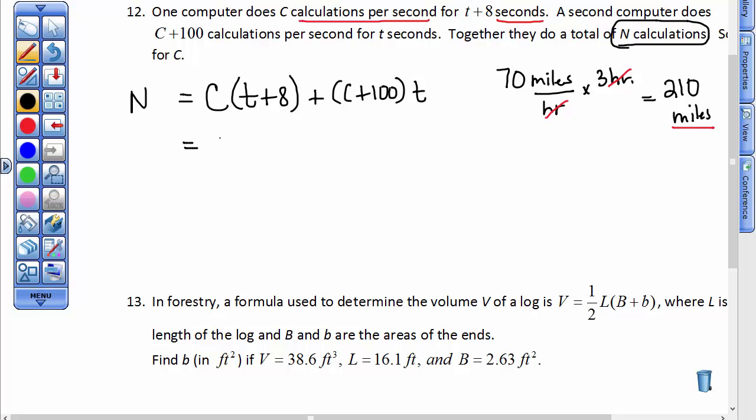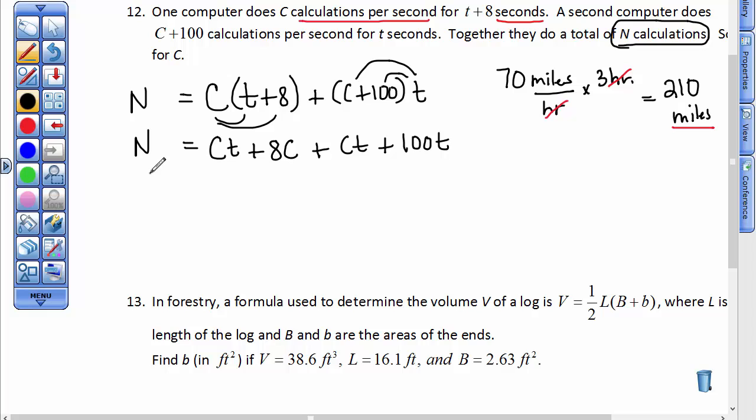So I'm going to distribute this. Now I have c times t plus 8c. That's right here. And then over here, I have c times t plus 100t. And I want to solve this for the letter c. So you see these two terms right here, ct and ct. That makes two of those, ct plus the 8c plus the 100t.